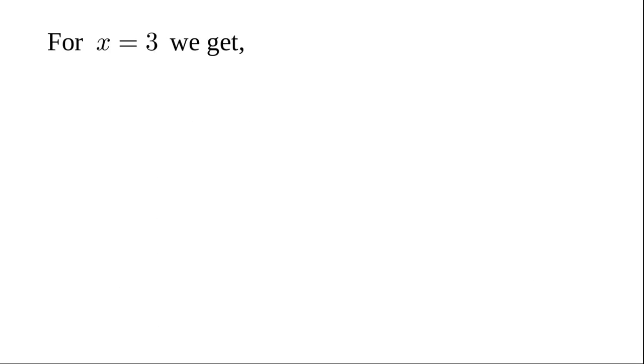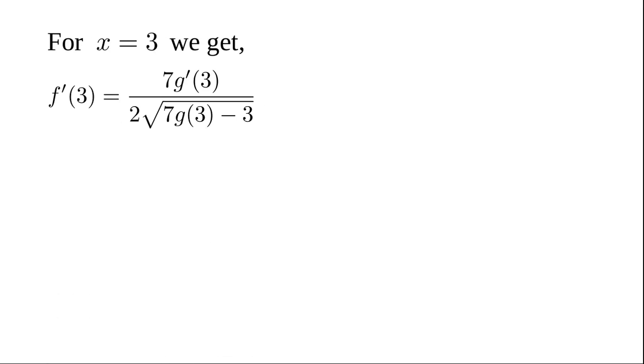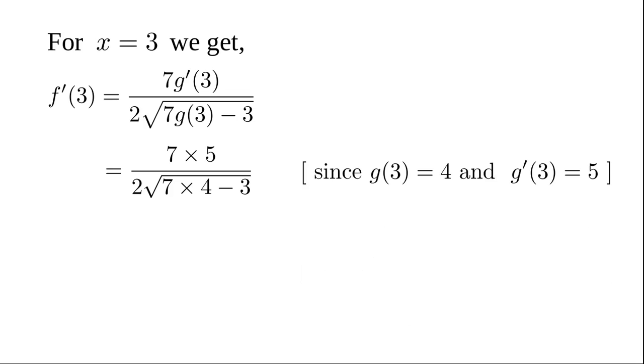Now for x equal to 3, we get f dash of 3 equal to 7 into g dash of 3 upon 2 into root of 7 times g of 3 minus 3. And here g of 3 is 4 and g dash of 3 is 5. On substituting, we get f dash of 3 equal to 7 by 2.